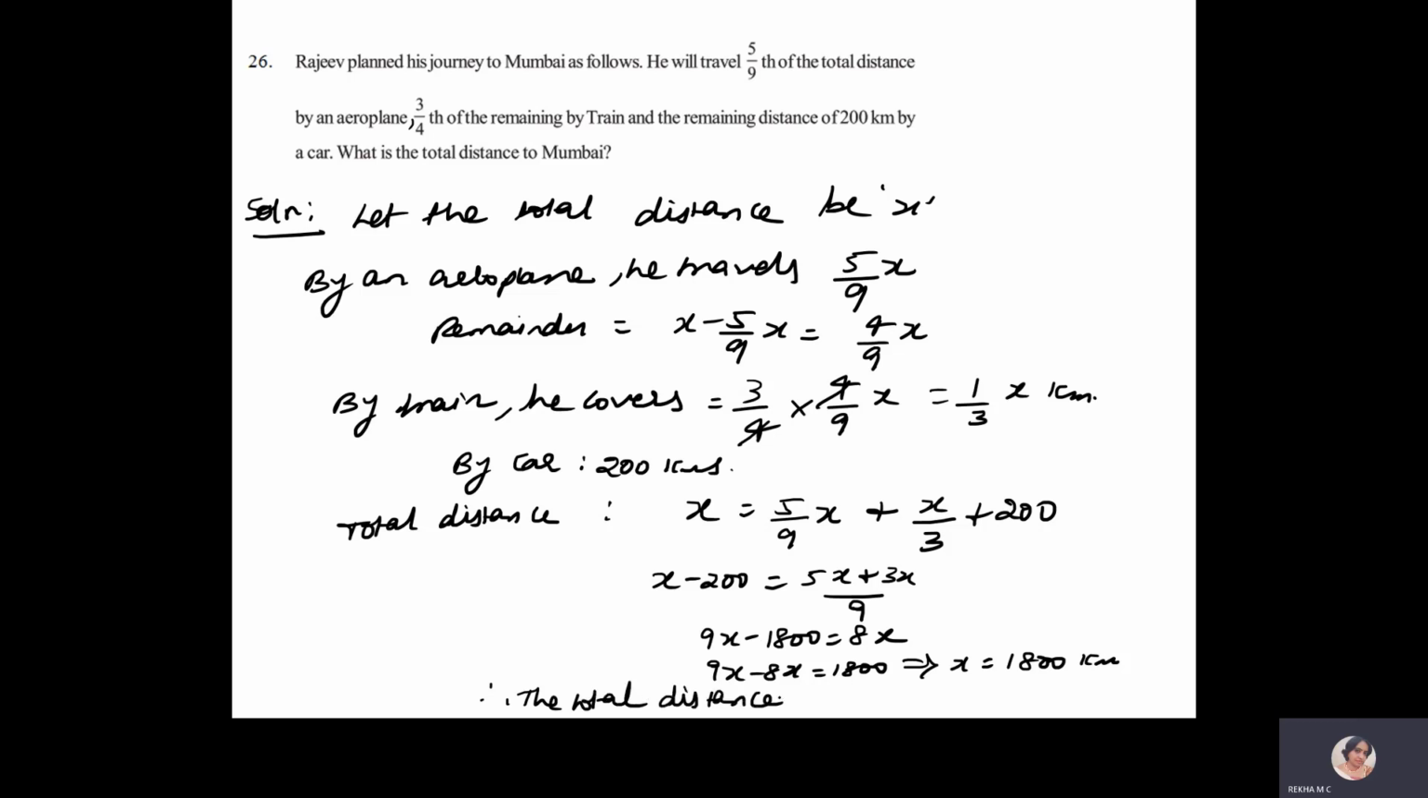Therefore, the total distance to Mumbai is equal to 1800 kilometers.